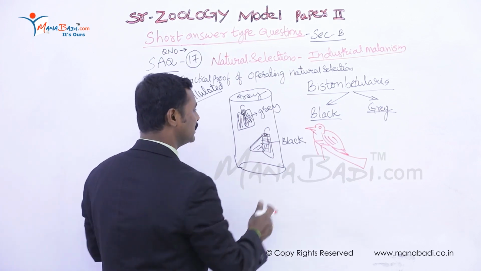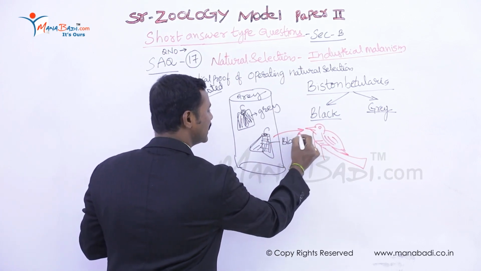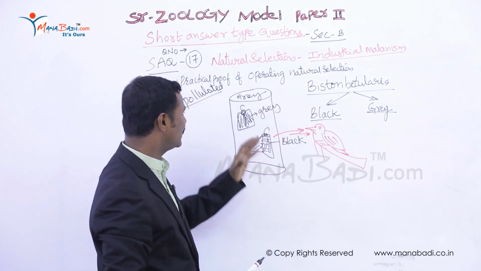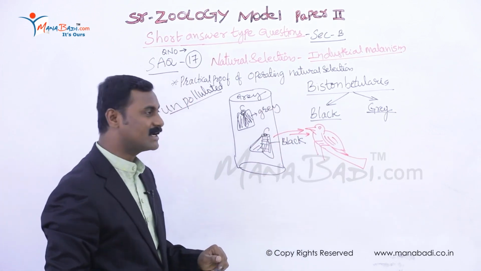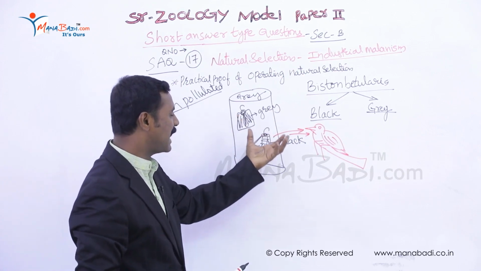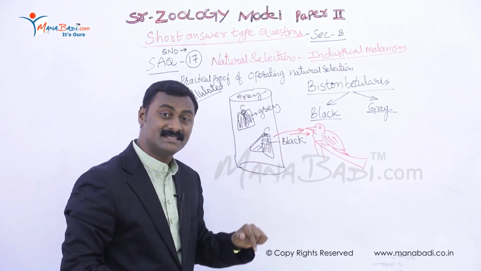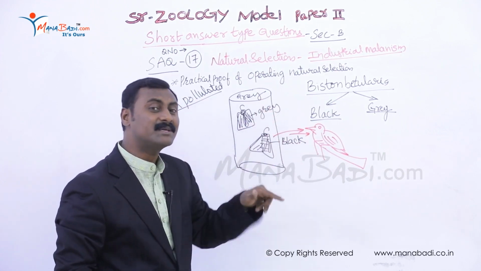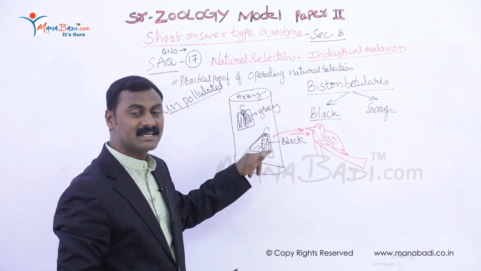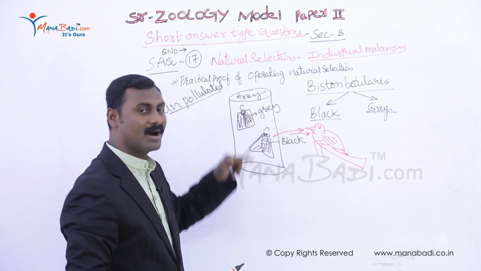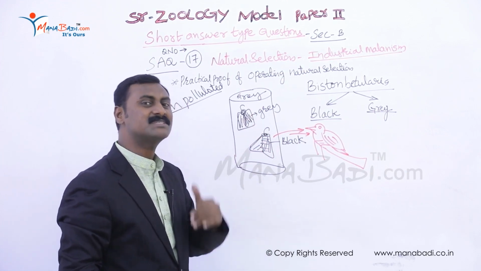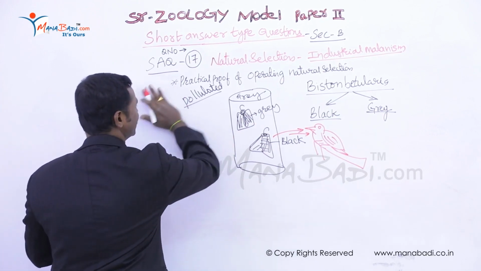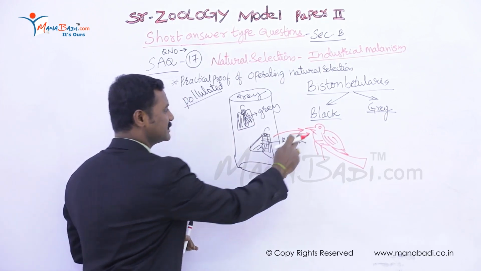So automatically this black moth is eaten by the bird. Like that, in an unpolluted area, the black moth's number decreases and the grey moth's number increases. Why? Because in that area nature is supporting the grey moths. Same situation we can see in another condition. Let us discuss the polluted area.